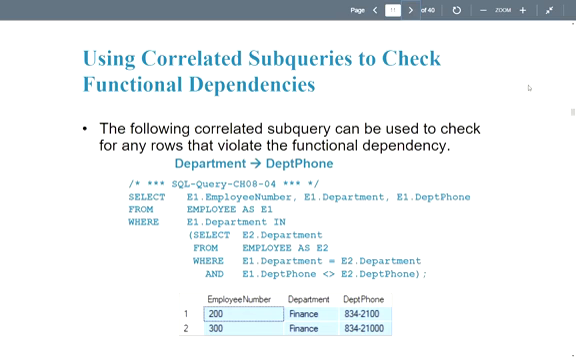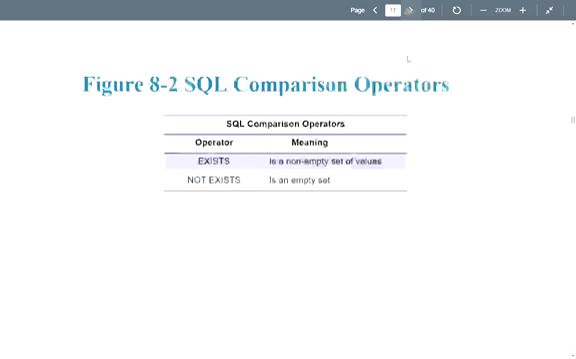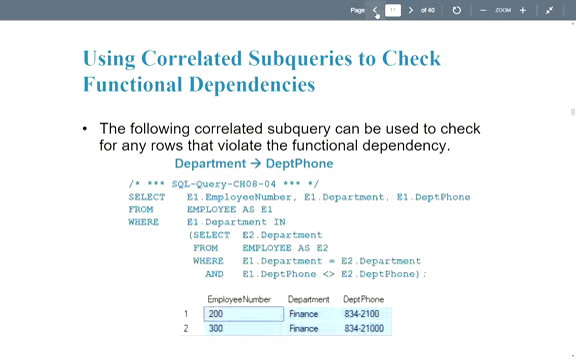And this is an example of how you can use a correlated subquery to check the functional dependency and make sure that once you know the department name, you know the department number right away. In this case, you can find that some departments have multiple numbers, and this is also called a multi-value dependency problem. It can also be detected through the correlated subquery.